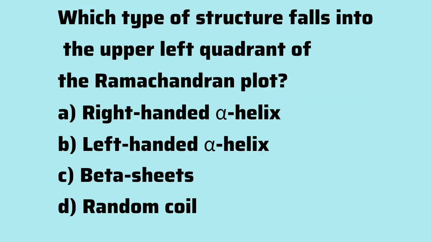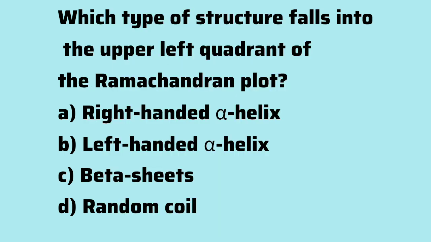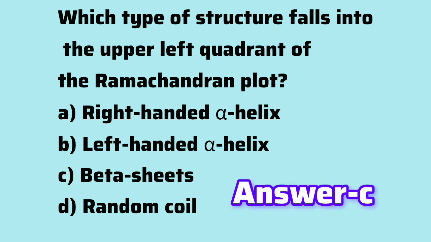Which type of structure falls into the upper left quadrant of the Ramachandran plot? Out of the four quadrants of the Ramachandran plot, the upper left is for secondary structures like the beta sheet, antiparallel and parallel beta sheet. Upper right is for the left-handed alpha helix. Bottom left is for the right-handed alpha helix, and the fourth, the last quadrant, is the disallowed region. Here the question is asked about the upper left, so the answer is C, beta sheets.